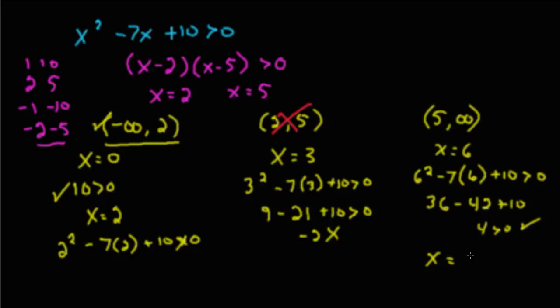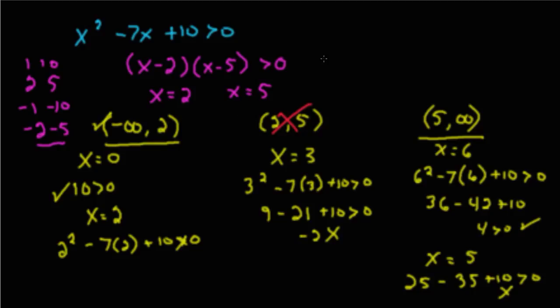So now we'll have to test for 5 to see if that should be included or not. Pretty sure it shouldn't be because none of this interval is true, but just as a final double check, you'll get 25 minus 7 times 5 is 35 plus 10. Is that greater than 0? Well, no, that's equal to 0. So it's also the parentheses 5 and infinity.